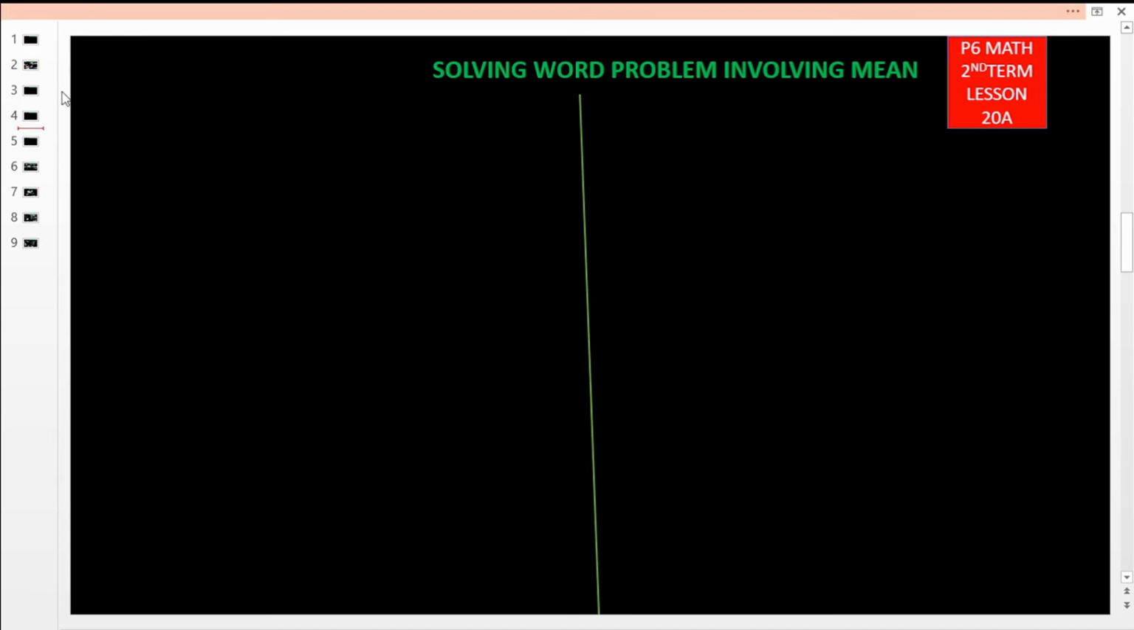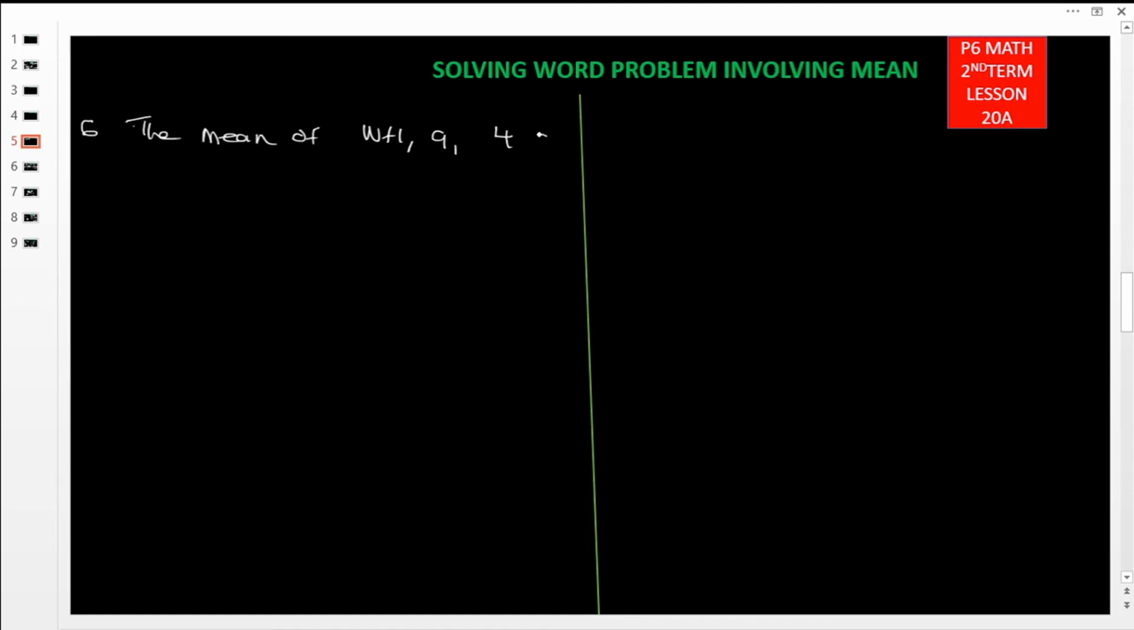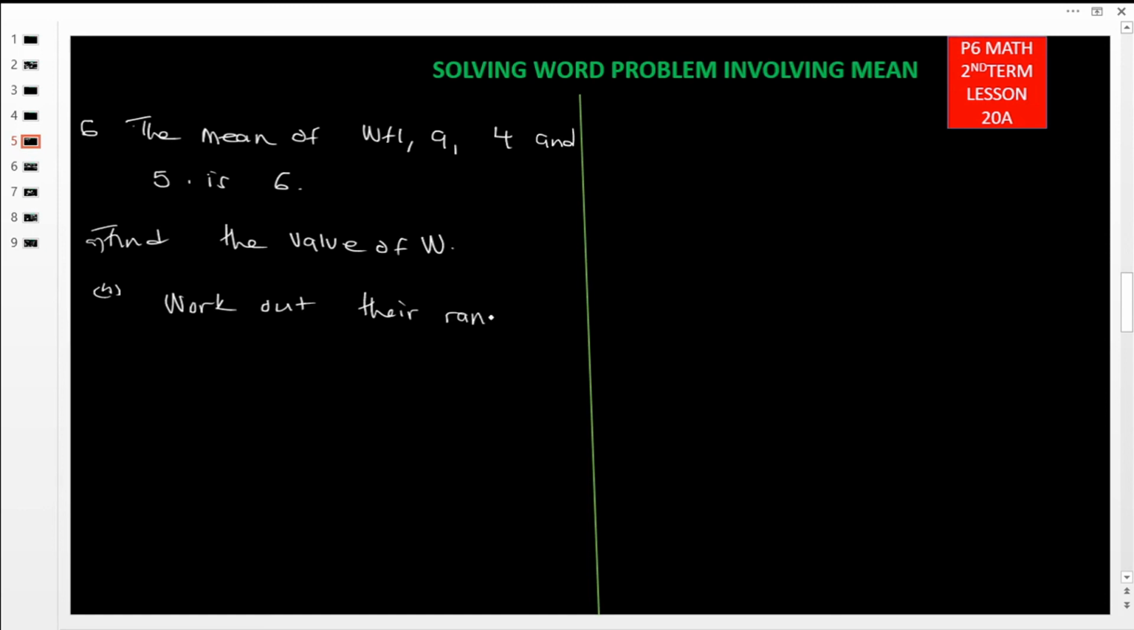Let us get another question here. Number 6 is saying the mean of w plus 1, 9, 4 and 5 is 6. Find the value of w. Part B of this question is saying work out their range. The range of those numbers.